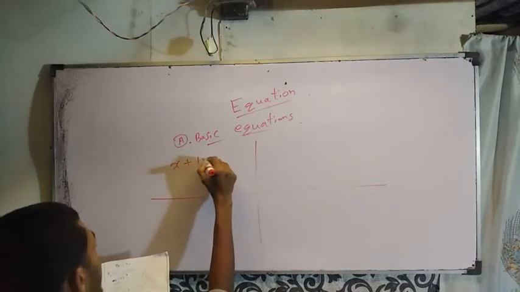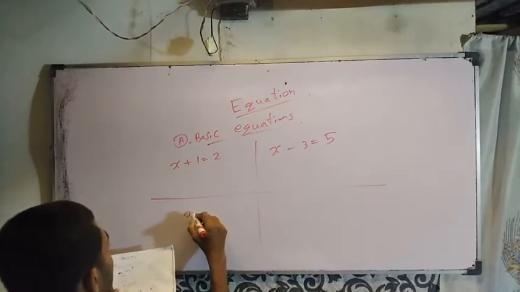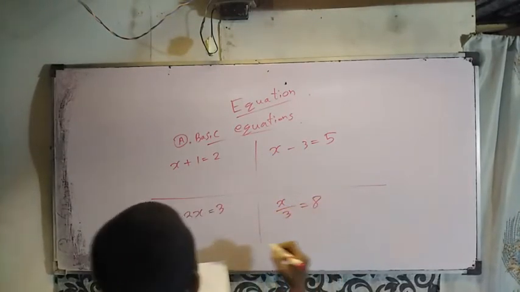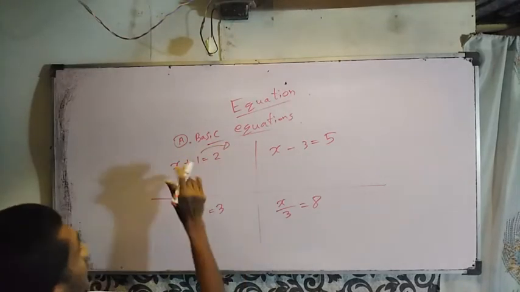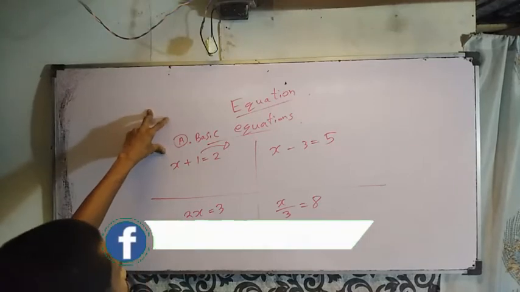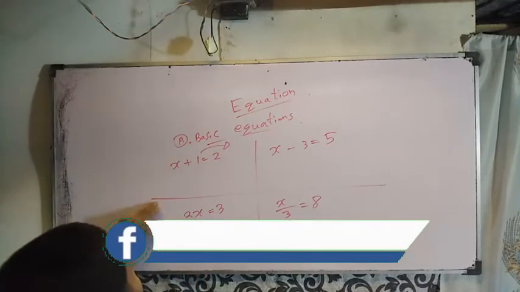First one, x plus 1 is equal to 5, x minus 3 is equal to 5. After that, 2x is equal to 3 and x over 3 is equal to 8, like that. There are two types of moving methods, according to the first row and second row.